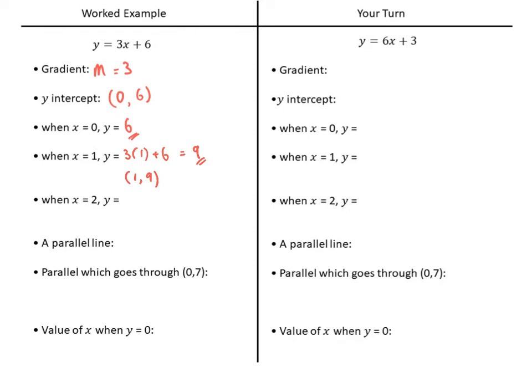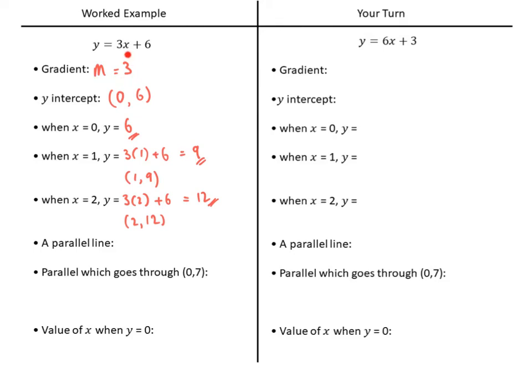When x equals 2, y equals, so again it's asking us to plug 2 in for the value of x, so I'll have 3 times 2 plus 6. 6 plus 6 is 12. Again, we could interpret that as a coordinate, x coordinate of 2, y coordinate of 12.